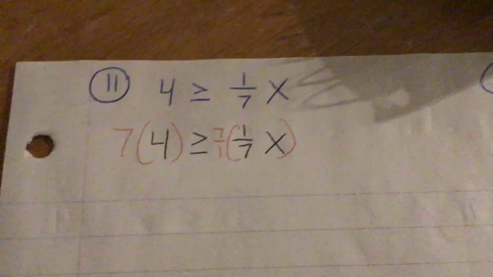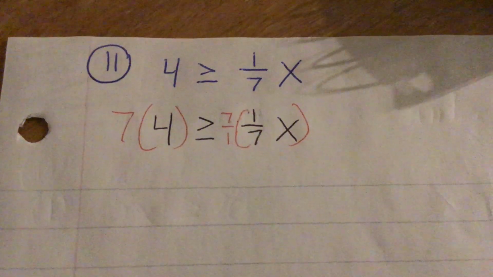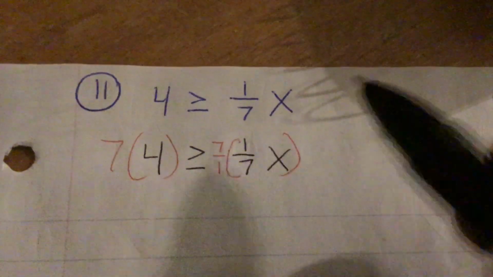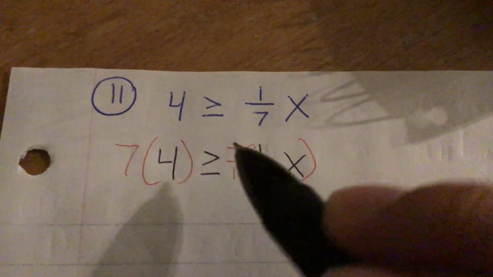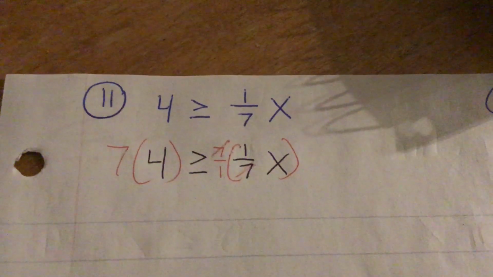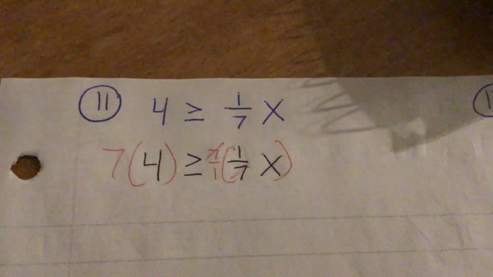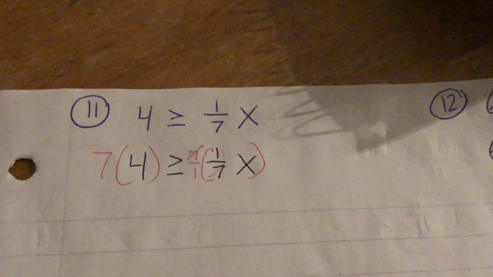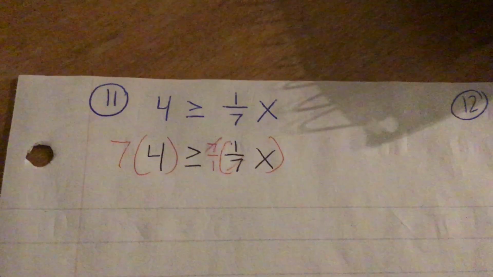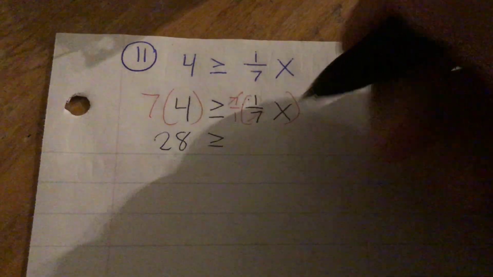Okay, so now 7 times 4 is greater than or equal to 7/1 times 1/7 of x. So the 7 cancels out, leaving me with, remember, I multiplied both sides of the inequality by a positive number, so the sign stays the same. So now I've got 28 is greater than or equal to still x.